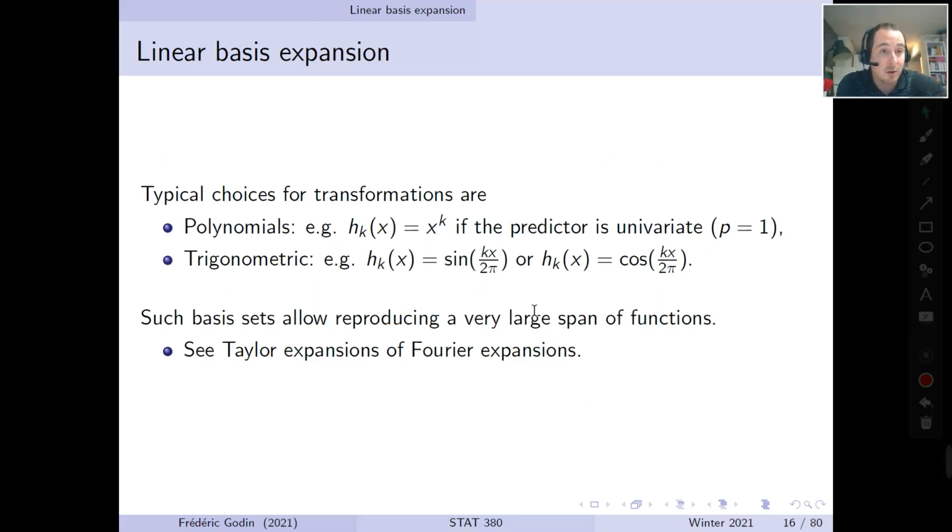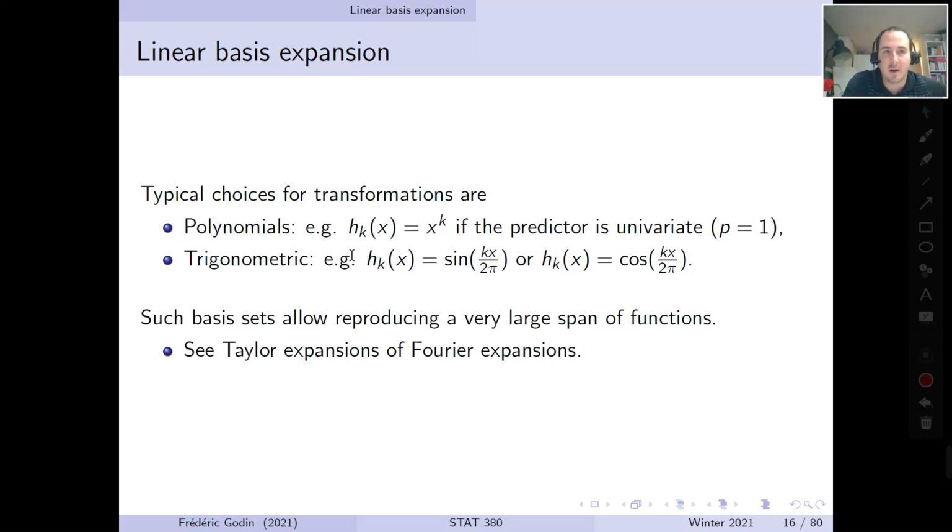Okay, so what are typical choices? Of course, these are not the only choices, but some typical choices for the transformations are the following. One category of transformations are polynomials. So h_k of x is equal to x^k if you're in one dimension, for example. As we'll see shortly, this leads to what we call polynomial regression, and it allows us to capture polynomial relationships between a predictor and the response.